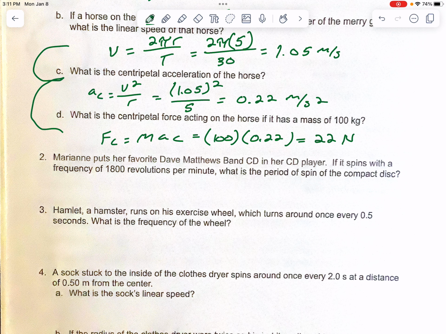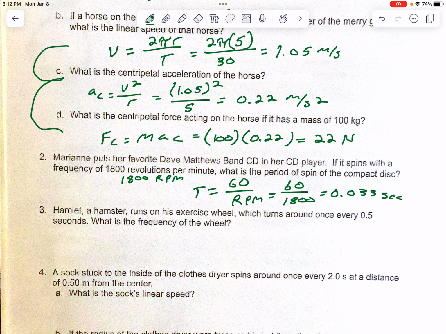Number 2: Marianne puts her favorite Dave Matthews Band CD in her CD player. It spins with a frequency of 1,800 revolutions per minute. So that's 1,800 RPM. What is the period of the spin on the compact disc? Remember T equals 60 divided by RPM. So 60 divided by 1,800, and that's going to give you 0.033 seconds.